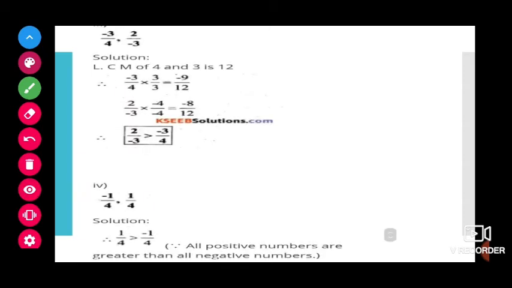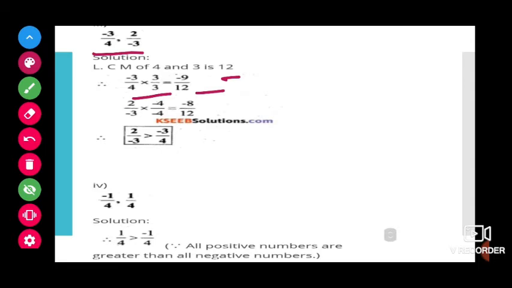Next one, solution. LCM of 4 and 3, for minus 3 by 4 and 2 by 3. Same way, 4 and 3 are both prime numbers, so the LCM will be 12. Now to get 12 as the denominator, minus 3 by 4 should be multiplied with 3 by 3. Now we will get minus 9 by 12.